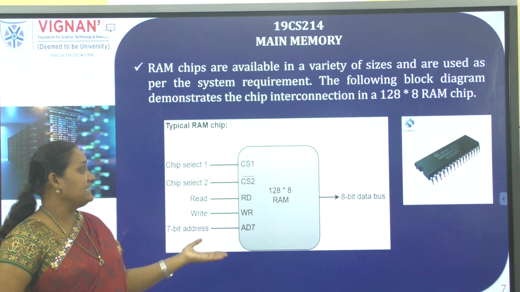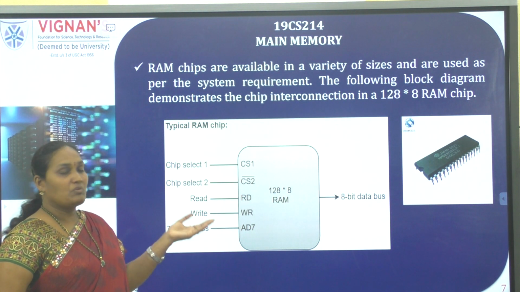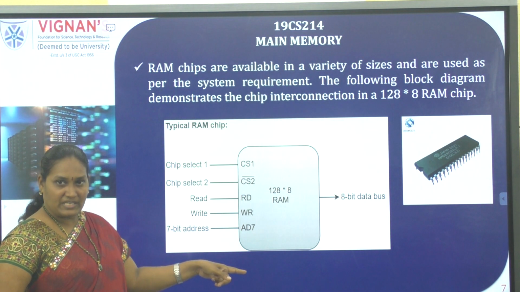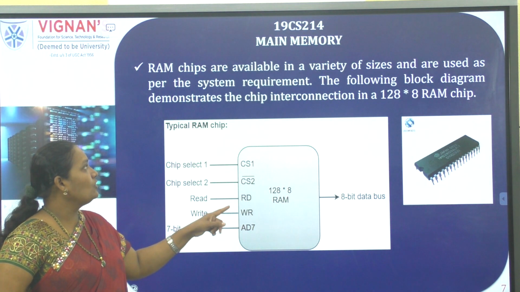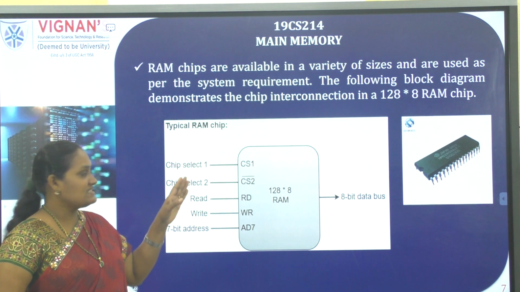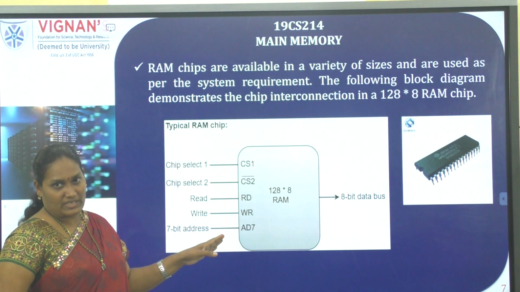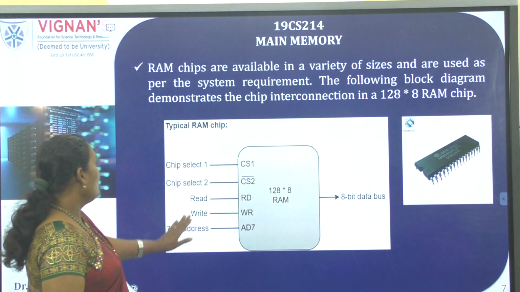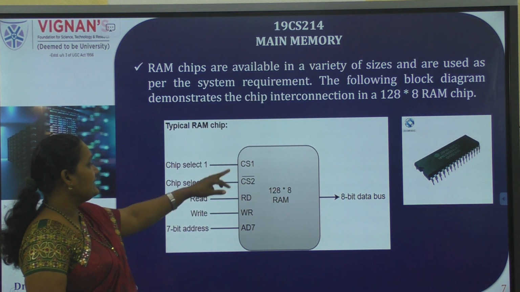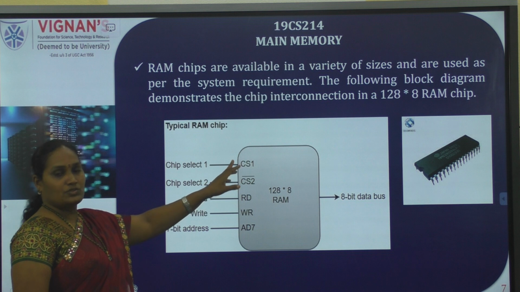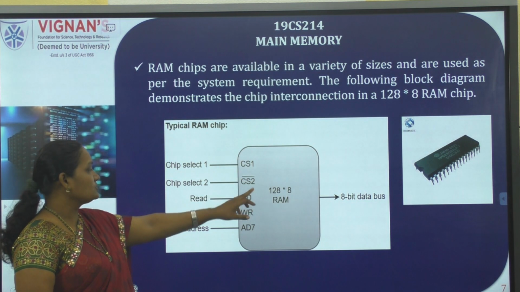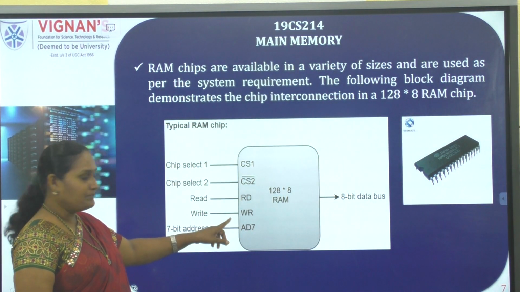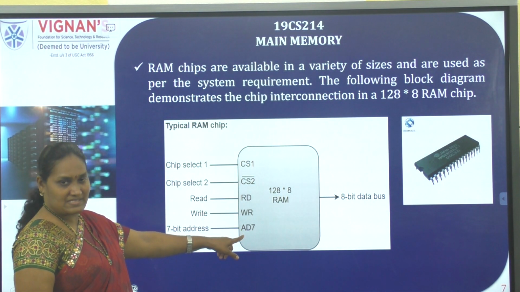So what does that number indicate, 128 by 8? 128 locations. This RAM chip contains 128 locations and each location can hold 8 bits of data. Now, here it is having two selection inputs, CS1 and CS2, and two control inputs, read and write, and it is connected to an address bus which is nothing but a 7-bit address bus.